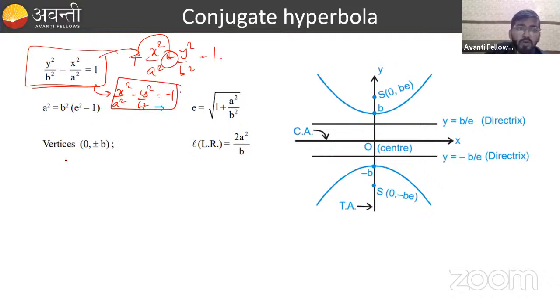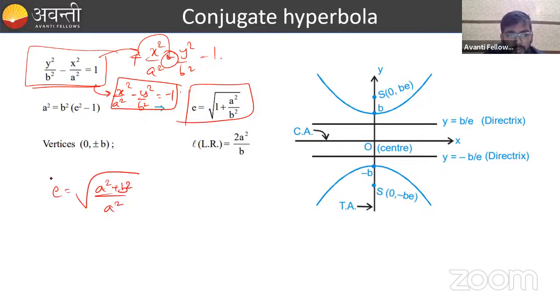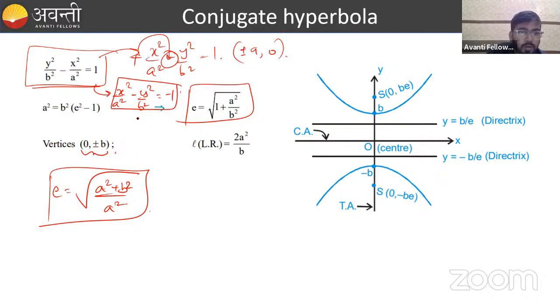So now the eccentricity also changes, right? Eccentricity will be under root of a square plus b square upon a square. So this is the eccentricity formula. Now since the vertices in the standard hyperbola are plus minus a comma 0, vertices in the conjugate hyperbola will be 0 comma plus minus b, interchanging the variables x, y as well as a, b. Length of the latus rectum in the standard hyperbola is 2b square by a. Here it is 2a square by b.